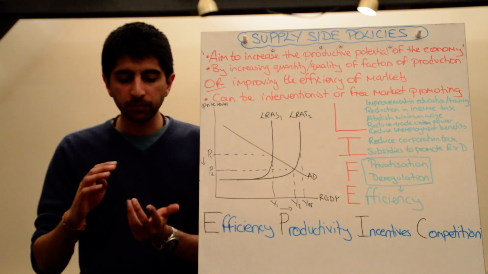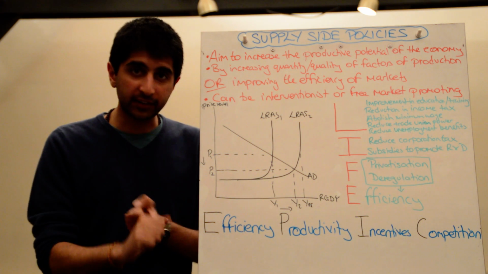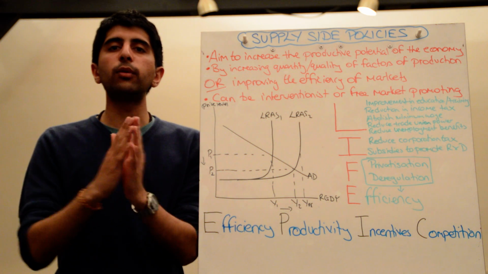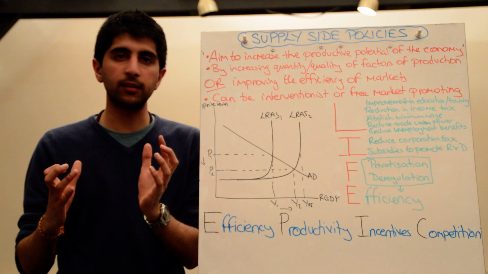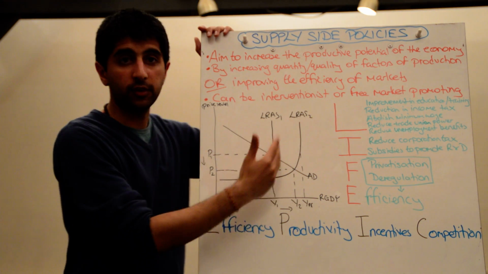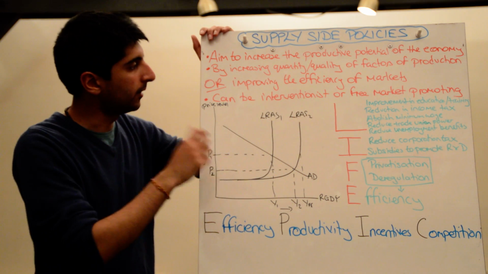By doing so, we must be increasing the quantity and quality of our factors of production, capital, enterprise, land and labour, or we're increasing the overall efficiency of markets. So that bullet point there is very important. That's why aggregate supply can shift to the right. So make sure that one is fixed in your head.